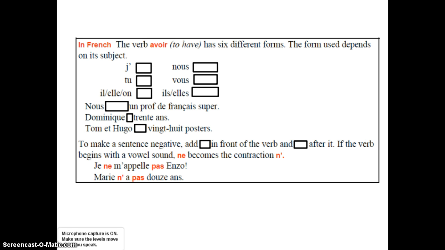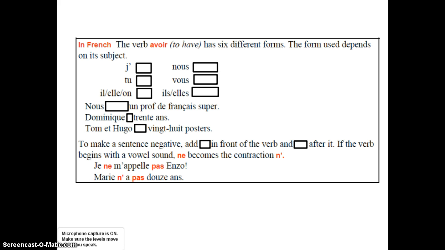So again, go ahead and fill in. The verb avoir is the French form for to have. The difference between French and English is it's not as simple as one version of the word avoir meaning have and another version meaning has. Instead, they have 6 different forms.